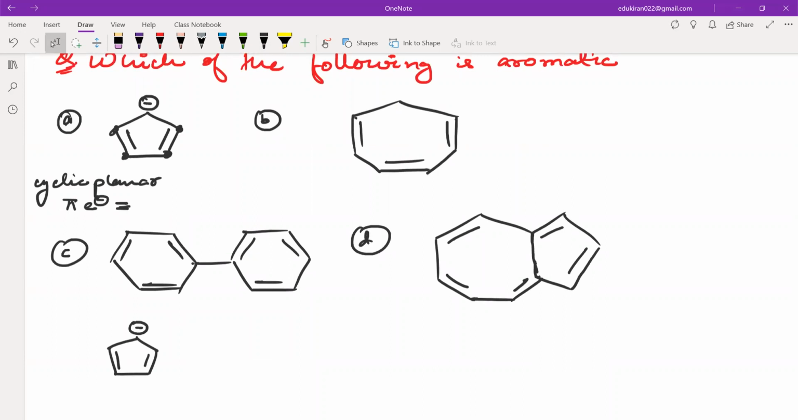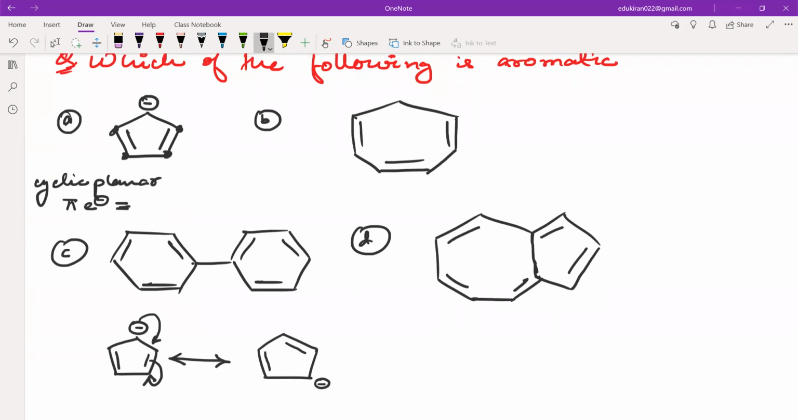Can you write the resonating structure for this? Yes or no? Yes, sir. Okay, so what will happen? This negative charge will move to the next bond. This pi bond will move to the next carbon atom, right? So you will get a pi bond here and you will get a negative charge here. So can you see this negative charge is nothing but a pi electron only? Yes or no?